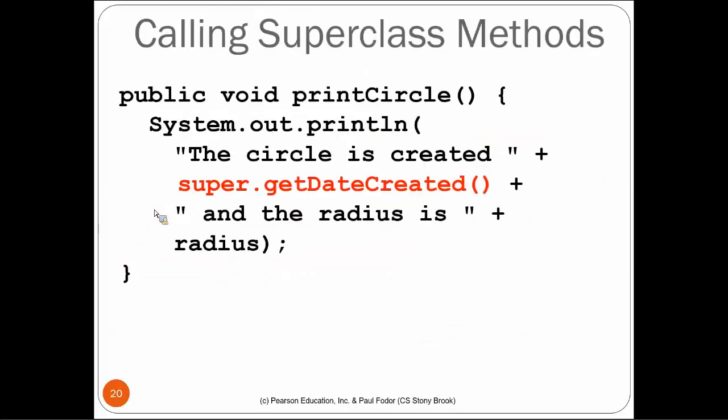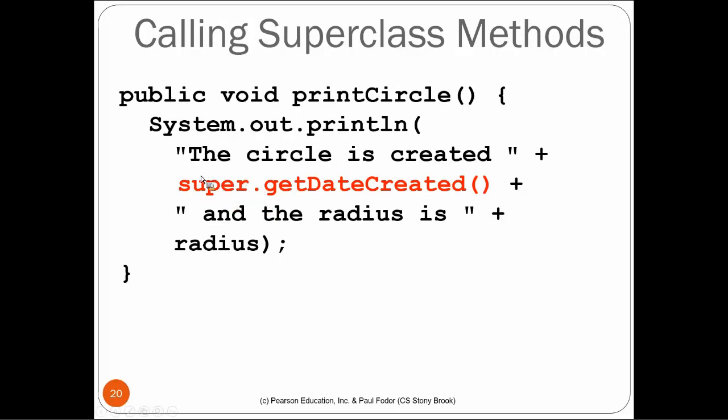Okay, another use for the keyword super is to call a method from the superclass. Like, for instance, a method that may be hidden in the superclass because the subclass redefines it. But here we actually call a method that is not hidden. So any one of the methods that are inherited can be called with a super keyword. Like for instance, in the print circle method, we print the circle is created and we want to get the date created. We can either call it directly, just date created without super, or we can call it with super.dateCreated, which means that that method will be invoked in the superclass.